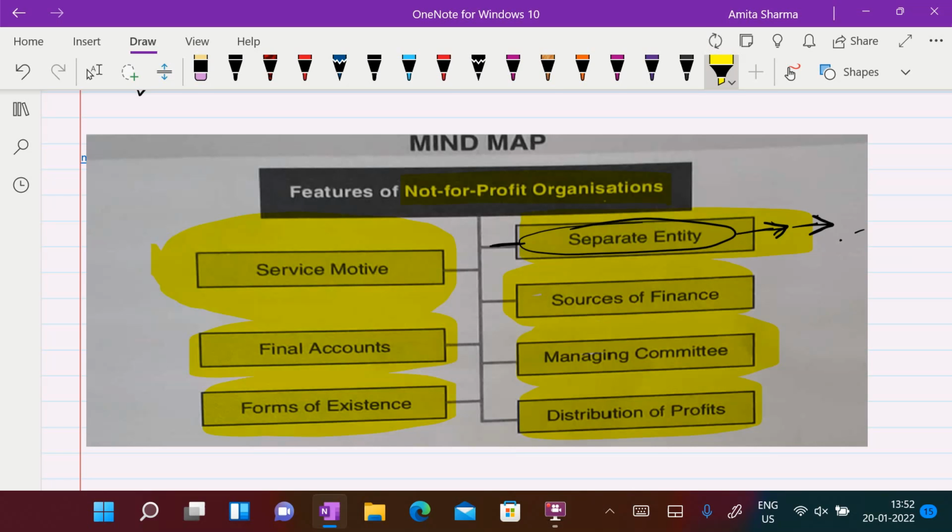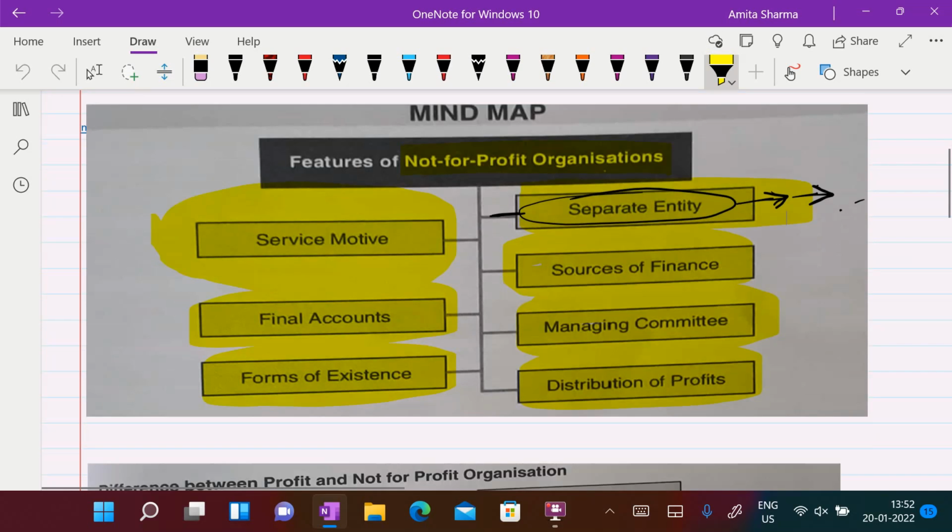And if any surplus arrives after meeting all the expenditure, it is transferred to the capital fund, and if any loss or deficit arises, that will be deducted from the capital fund. So here it is not distributed among the members. So these are the features of a not for profit organization. You should recall all the features with the help of this mind map.